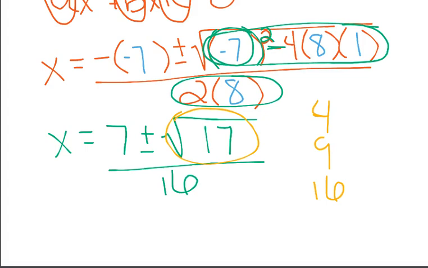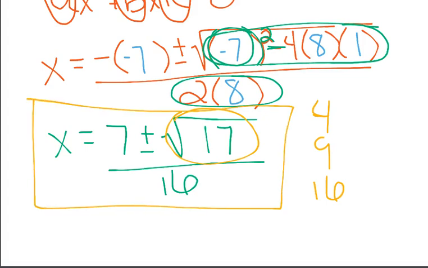So we just check to make sure that nothing else can reduce in our problem. And if nothing else reduces, then that is your answer, and you are done at that point. But you always want to make sure that there's nothing that can be reduced, because sometimes you can simplify it a little bit. So that's all you do for the quadratic formula.